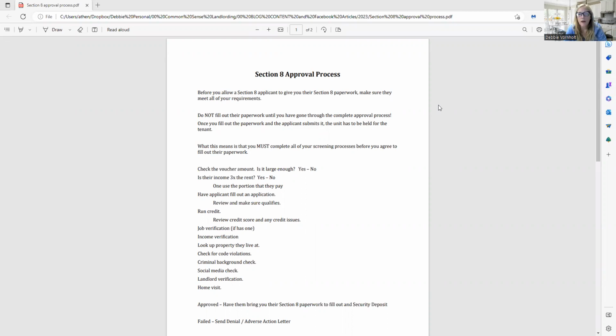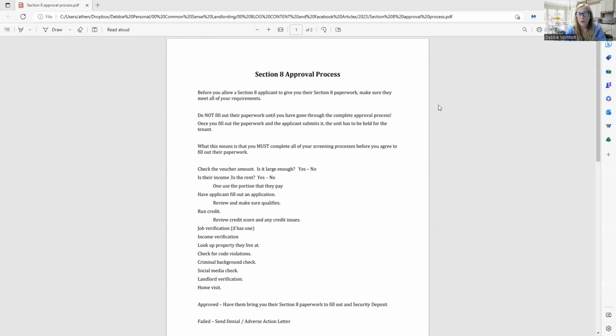I had a thought. I get a lot of questions on how the whole Section 8 process works, and what order you need to do things in. It is important that you know how to approve a Section 8 prospect or applicant. I always say you shouldn't do anything differently with them. You are supposed to treat them exactly like any other applicant.